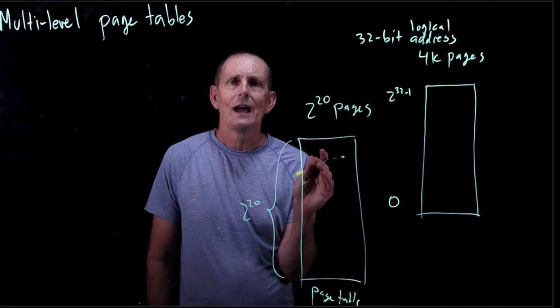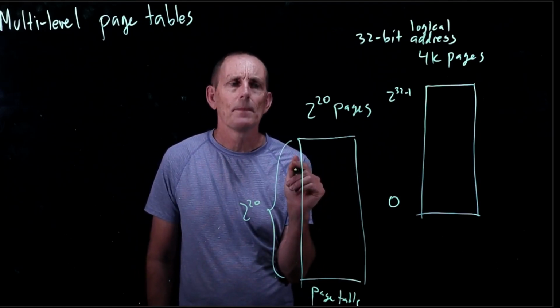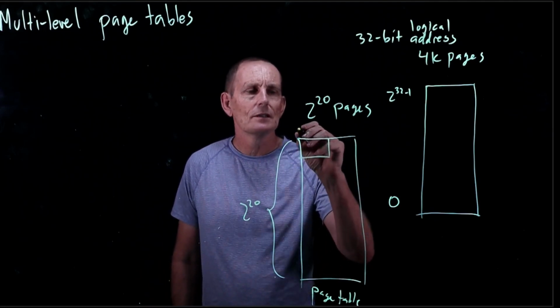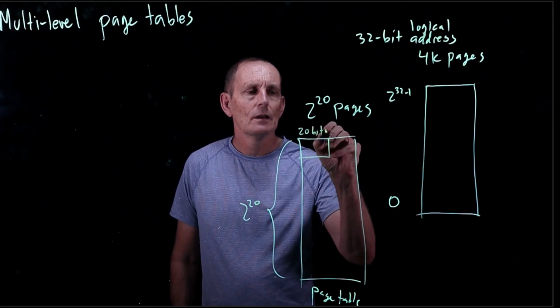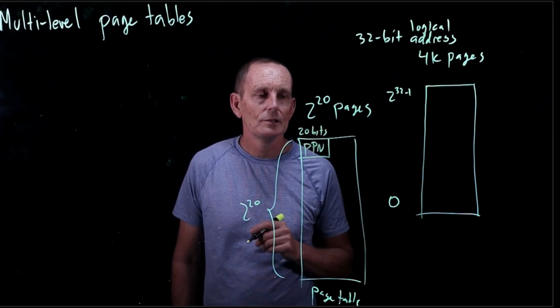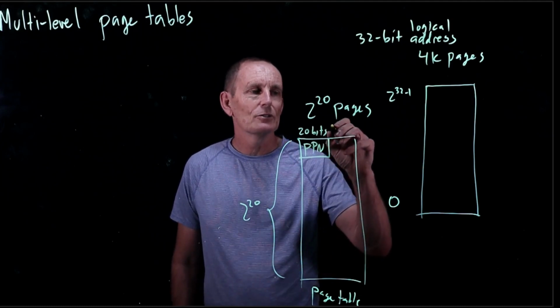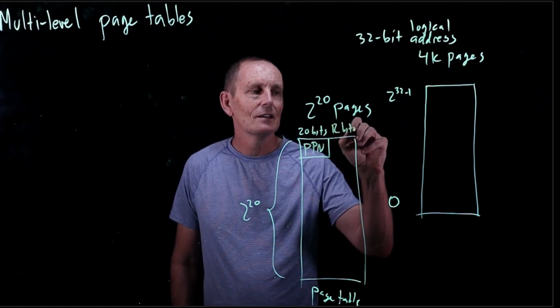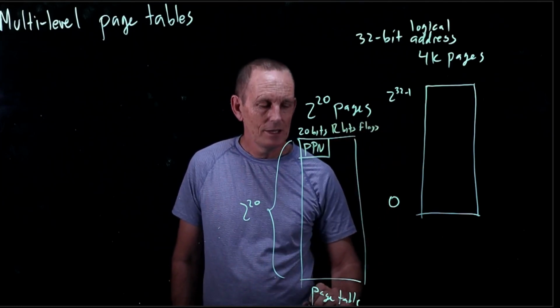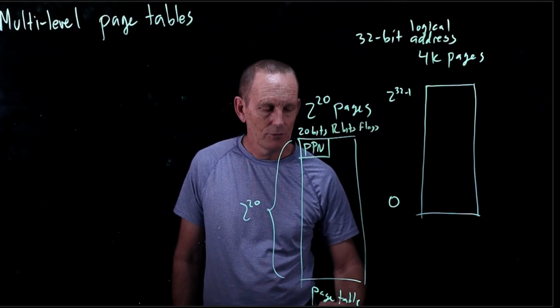What's the width here? That is, how big is each page table entry? Well, if we think about it, what do we need to keep track of? We need 20 bits of the physical page number. And we'll keep 12 bits of flags, let's say. So that means the width here is 4 bytes.